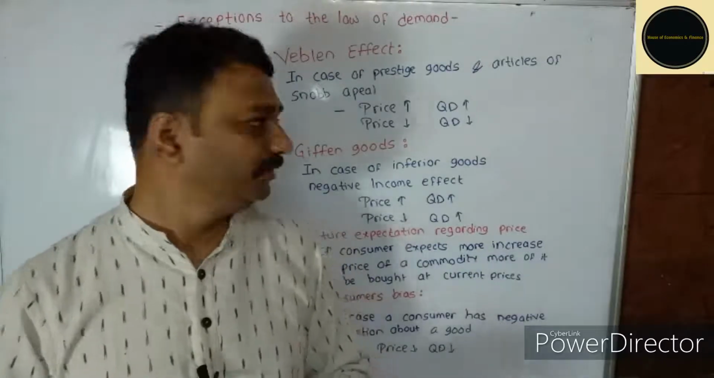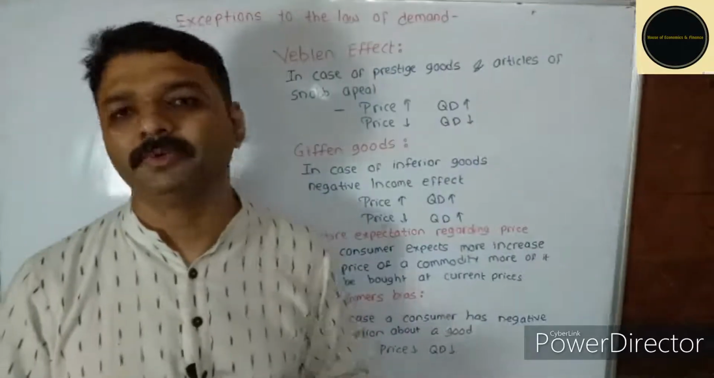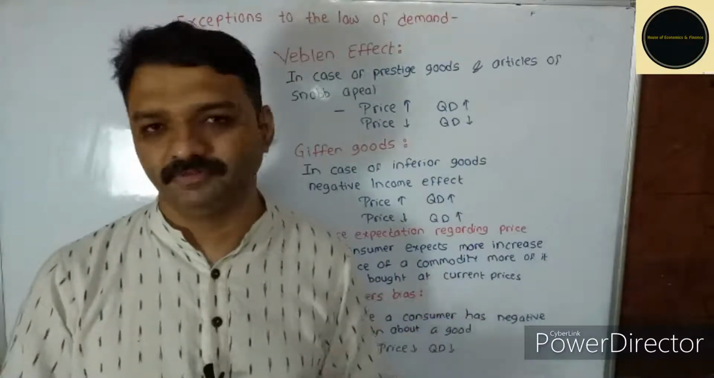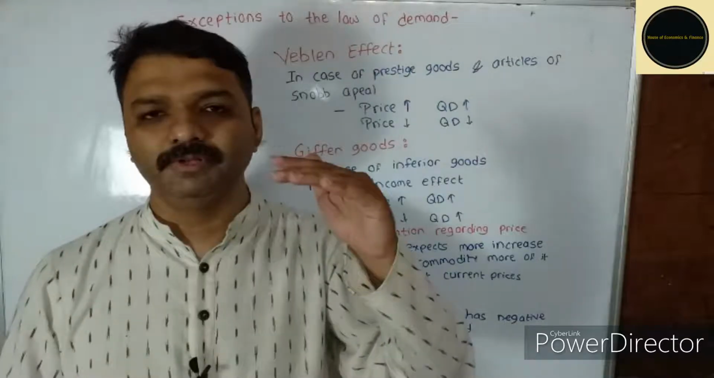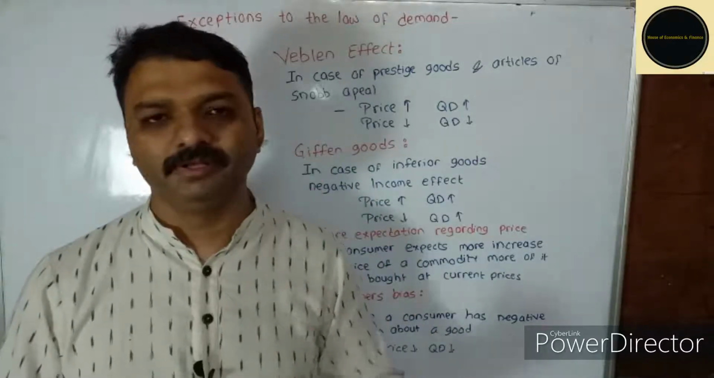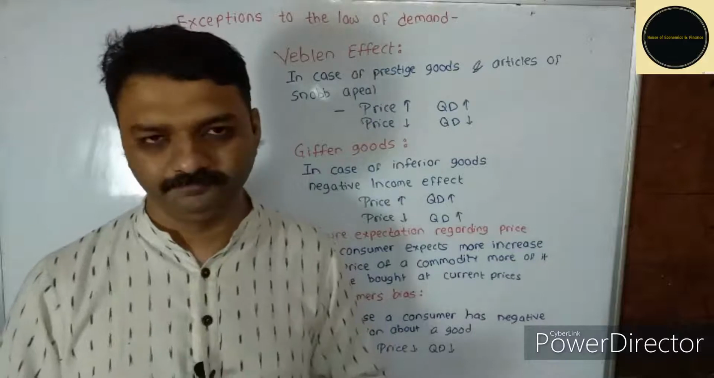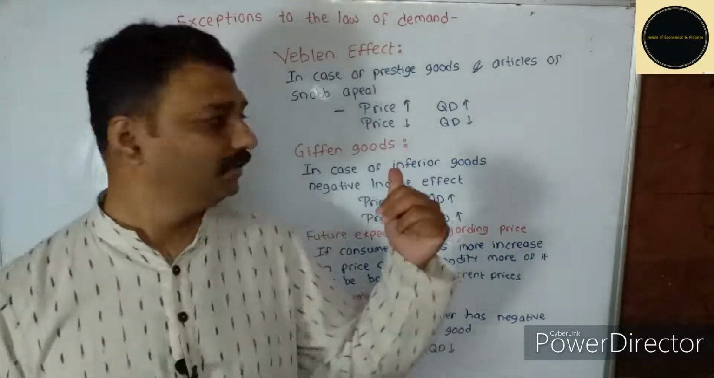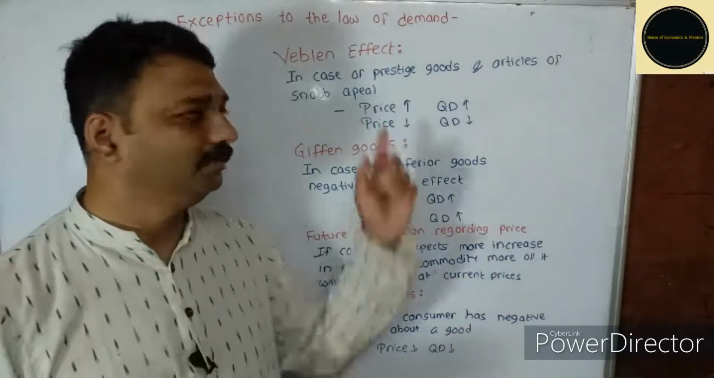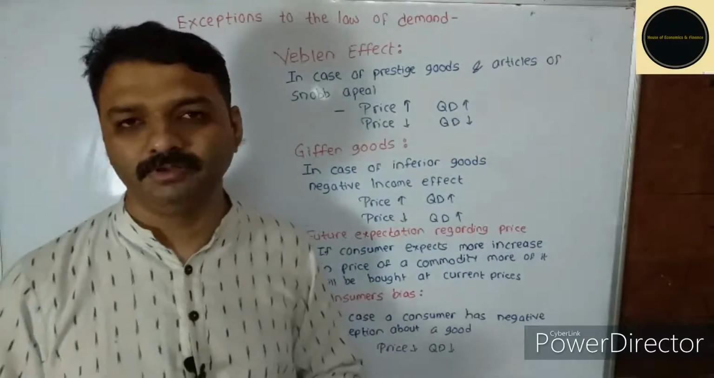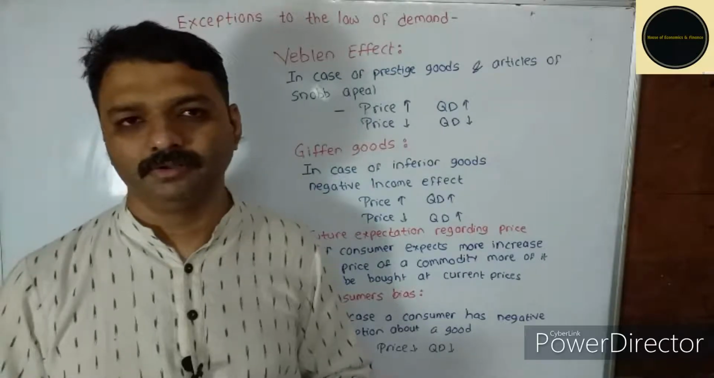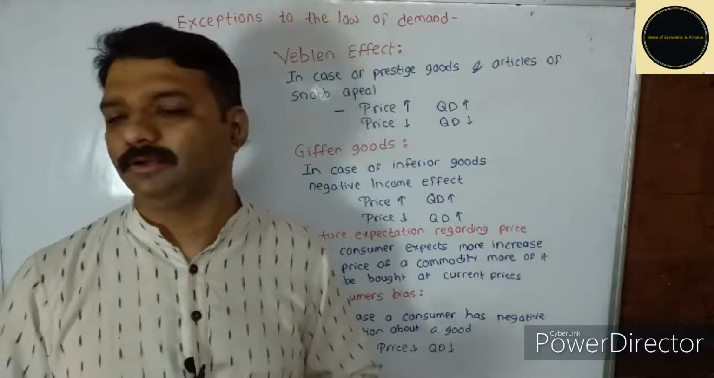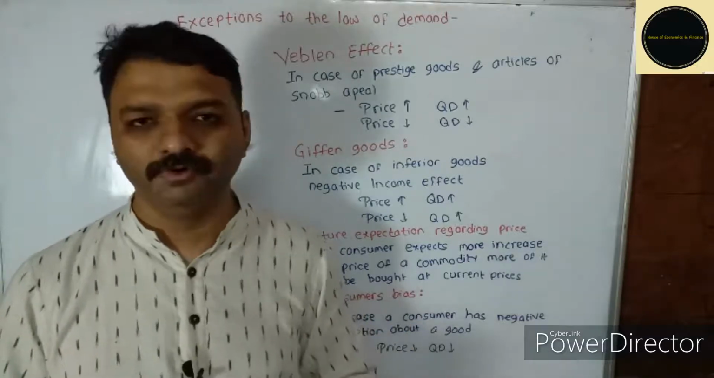For example, diamonds, or let us say a Rolls-Royce. If the price of the good goes down, the consumer buys less of it. So this is basically the Veblen effect. The dearer the good, the more would be the quantity demanded.